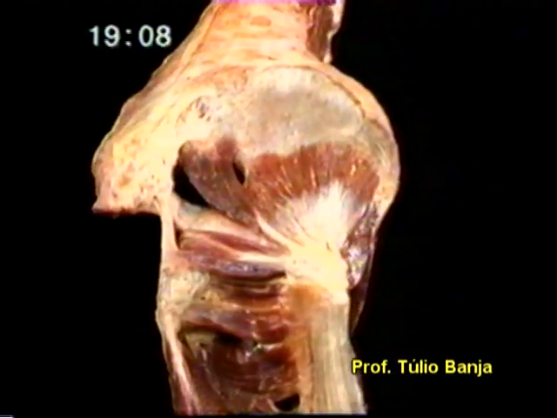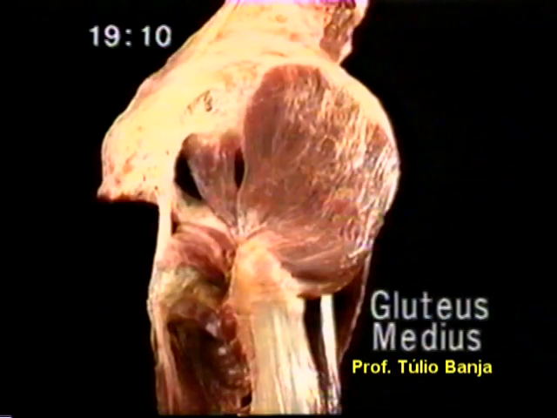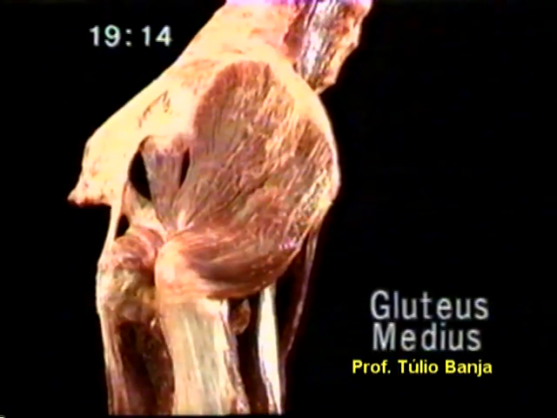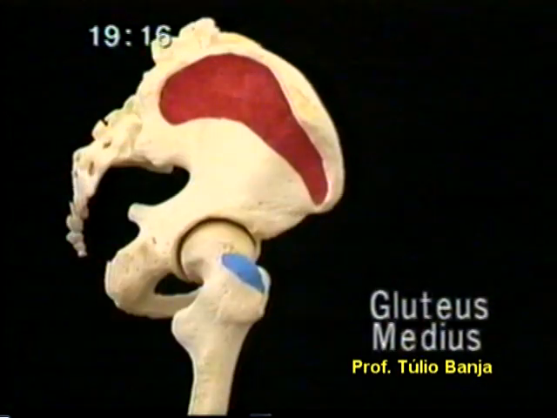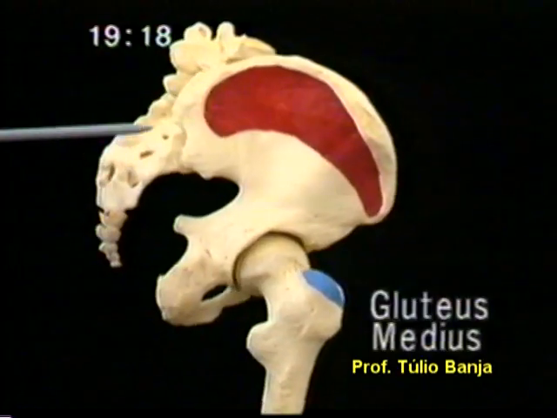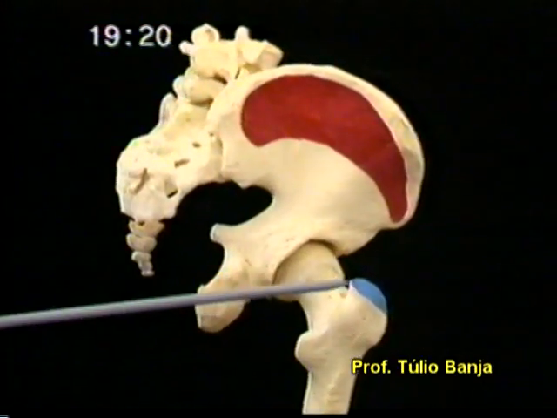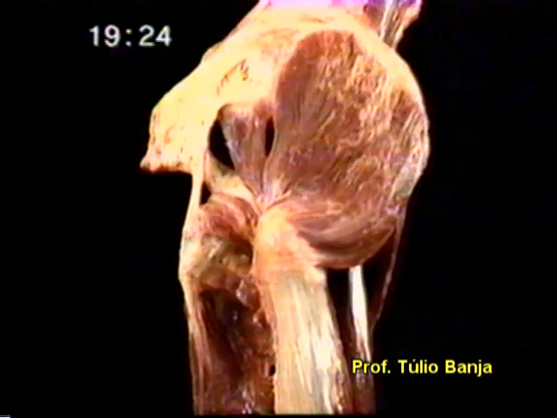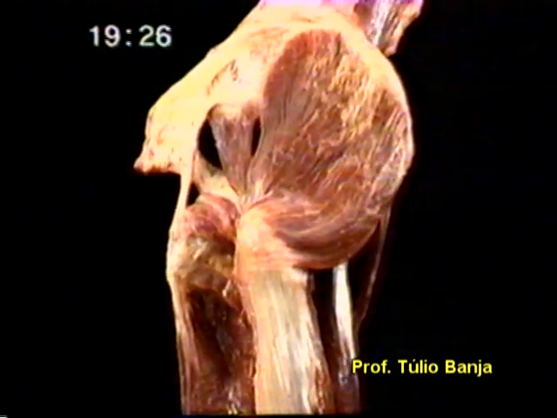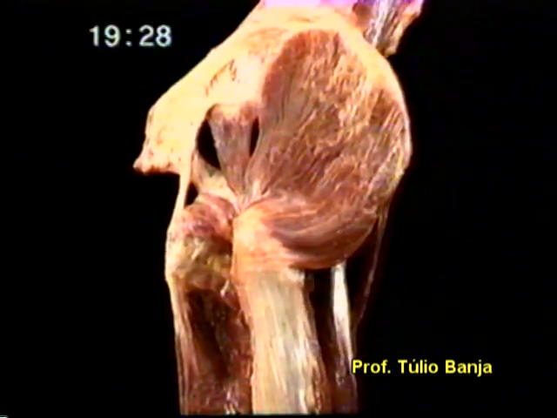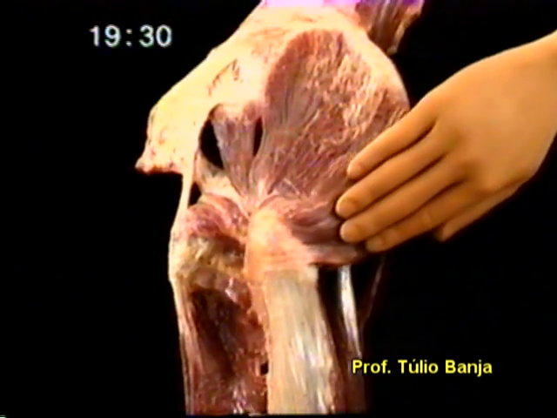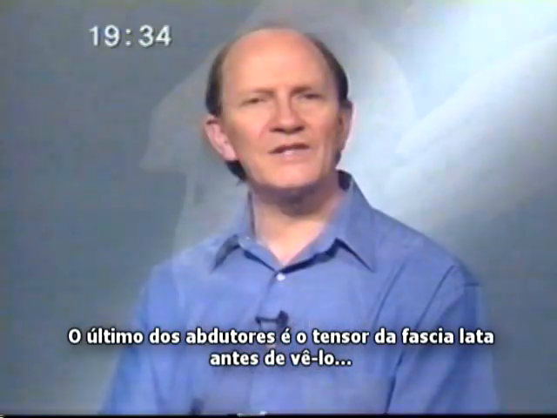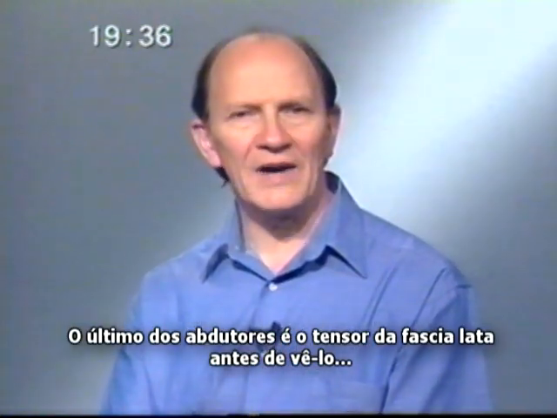Overlying gluteus minimus is gluteus medius. Gluteus medius arises from this part of the ilium. It's inserted here on the outer aspect of the greater trochanter. Though gluteus medius is mainly an abductor, as we'll see, its anterior part also produces medial rotation at the hip. The last of the abductors is called the tensor fascia lata.